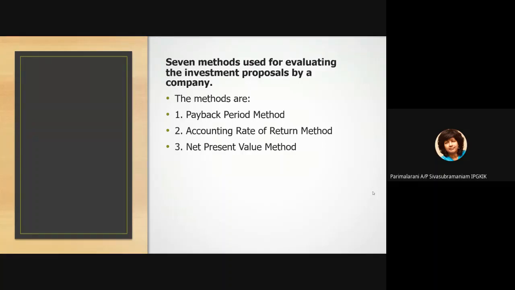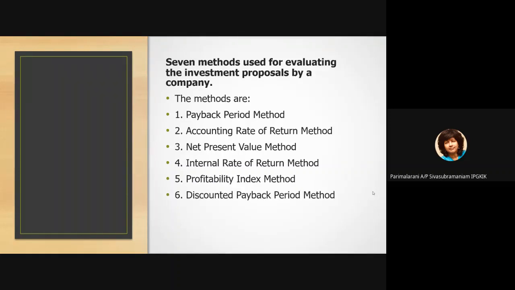Method number 2 is the accounting rate of return method. Method 3, net present value. 4 is the internal rate of return method. 5, profitability index method. 6, discounted payback period method. 7, adjusted present value method. So there are 7 methods here.